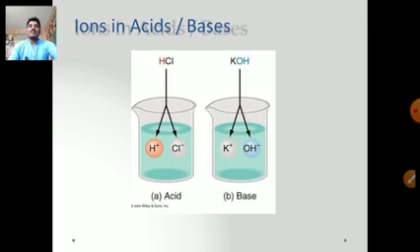Next one is ions in acids or bases. First one shows an acid, HCl, the hydrochloric acid. When hydrochloric acid is dissolved in water, it splits into H plus ions and Cl minus ions. And next one is KOH, potassium hydroxide, which is a base. It is dissolved in water, the OH minus ions are separated and the K plus ions are separated.